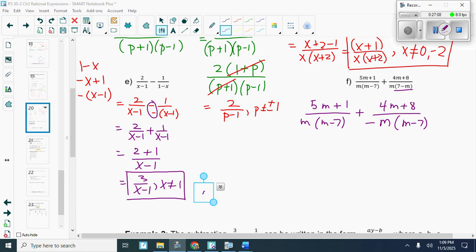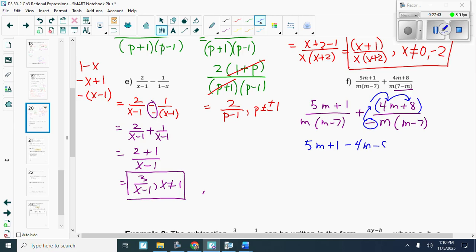Okay, so just be aware that when we have a negative on the bottom, it trickles up to the top. When it trickles up to the top, it's going to go through both terms. It floats up to the top. Okay, so we have our common denominator. We have 5m plus 1 minus 4m minus 8.